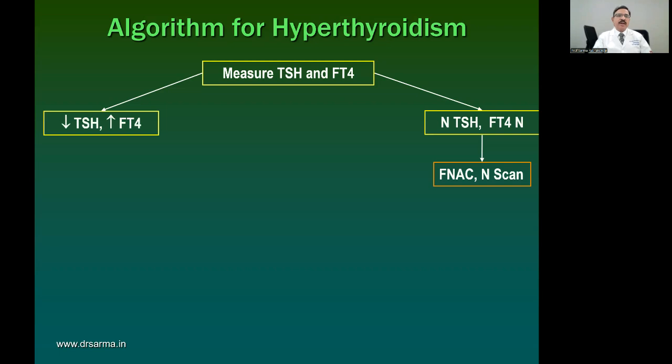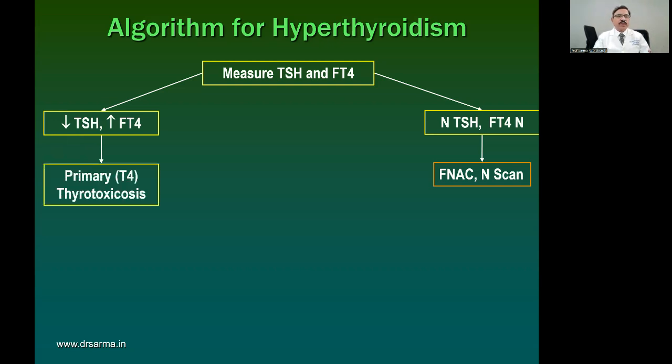TSH is decreased, FT4 is very much elevated. I am dealing with hyperfunction now. Now I have to differentiate the four types. One is Graves, the other is Plummer's disease, multinodular goiter. Third one is subacute thyroiditis. Fourth one is the single toxic adenoma.